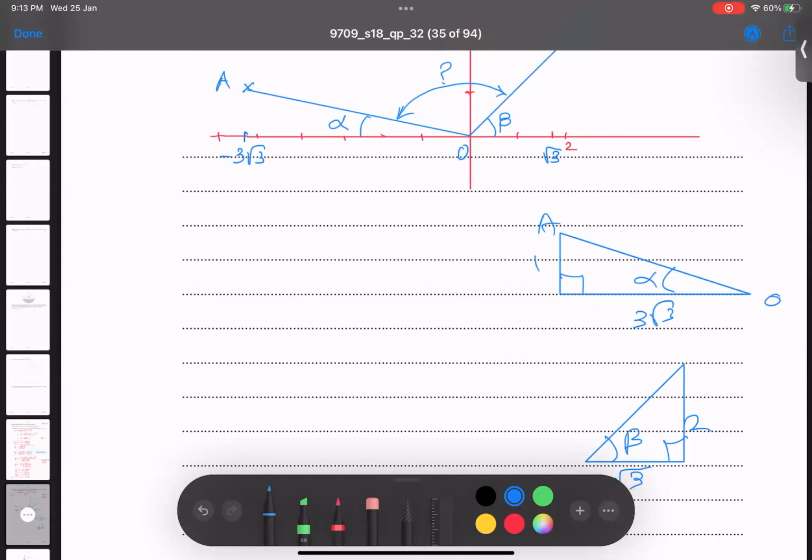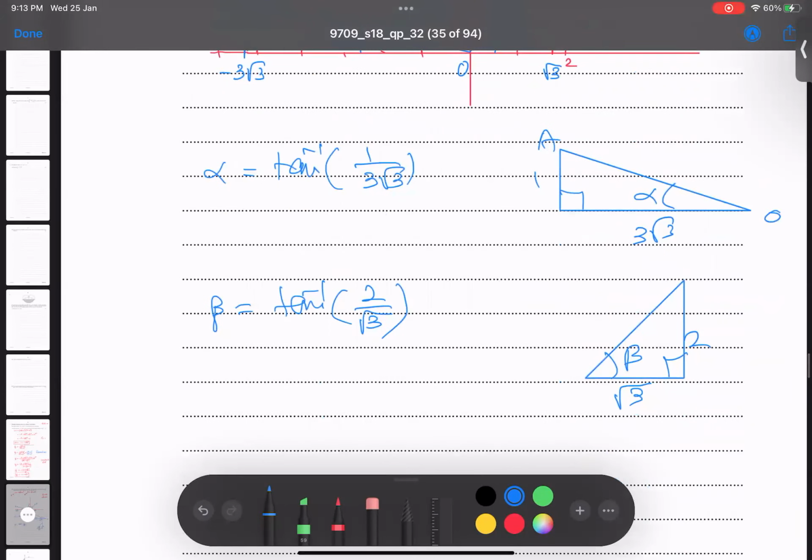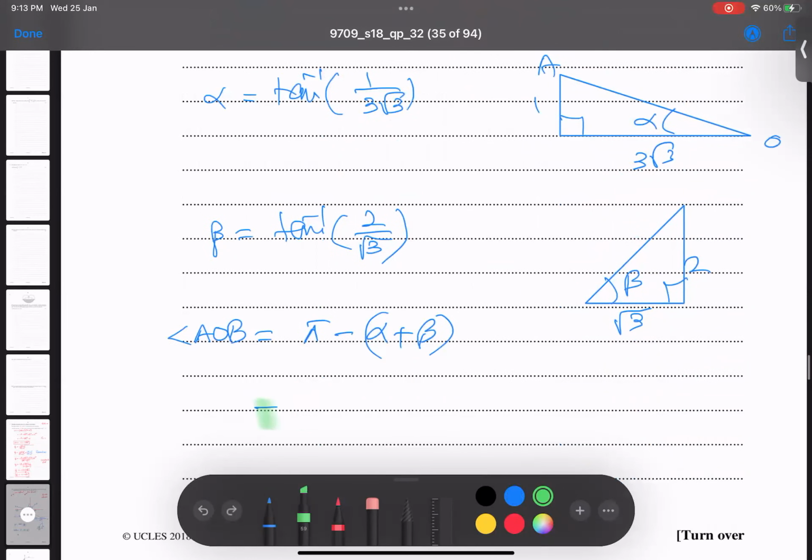Let's start. How to get alpha: opposite by adjacent. Here also opposite by adjacent. So alpha equals tan inverse of opposite by adjacent, and beta equals tan inverse of opposite by adjacent. Now angle AOB equals pi minus alpha plus beta. Add them and subtract from pi. I type it all together directly without any break.